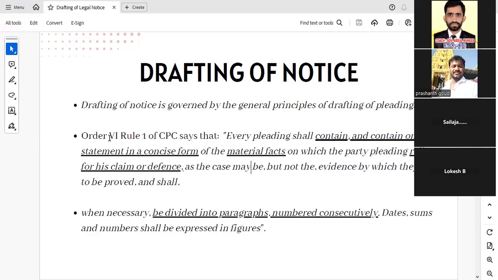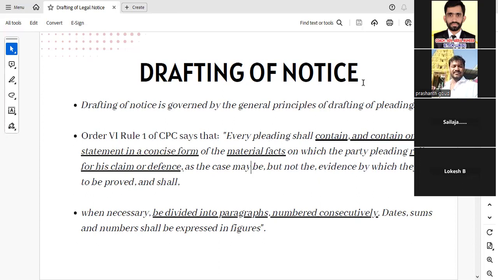So it is the general principle of drafting of pleadings. Now it is Order 6. When you have the Civil Procedure Code, there is a book called Civil Procedure Code 1908. As per Order 6, Rule 1 of the Civil Procedure Code, every pleading should contain the same. You can take it for notice.